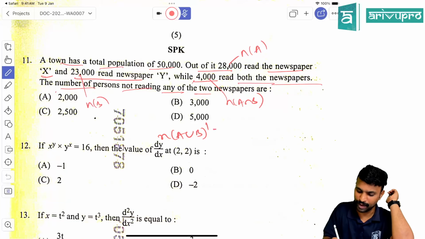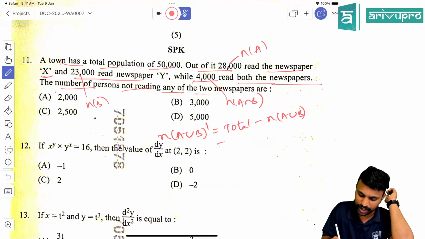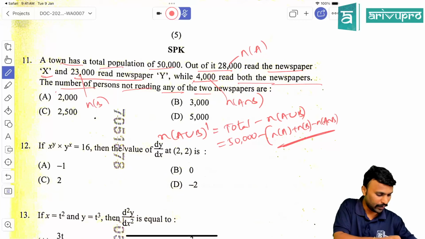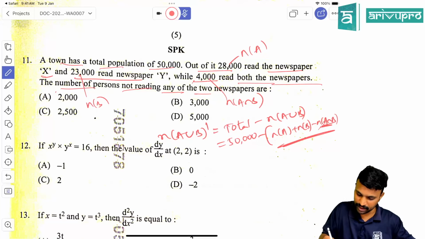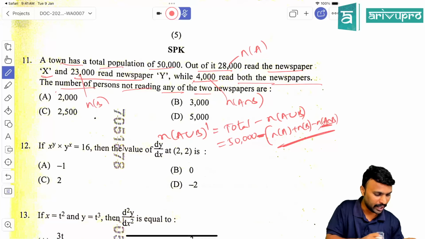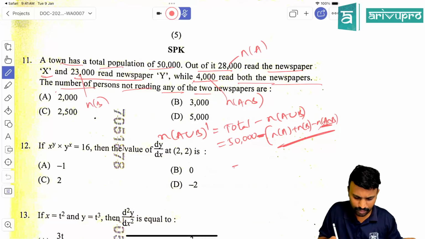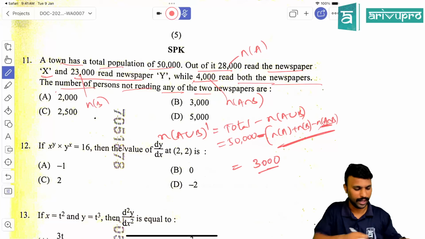N of A union B whole dash, which is nothing but total minus either A or B. Now guys, what is total? 50,000 people are there. What is N of A union B? N of A plus N of B minus N of A intersection B. Take your calculator. N of A given is 28,000 plus N of B given 23,000 minus N of A intersection B given 4,000. Make this negative. How do you make it negative? Plus or minus, add 50,000 to it. You get the result. How much? 3,000. Yes.